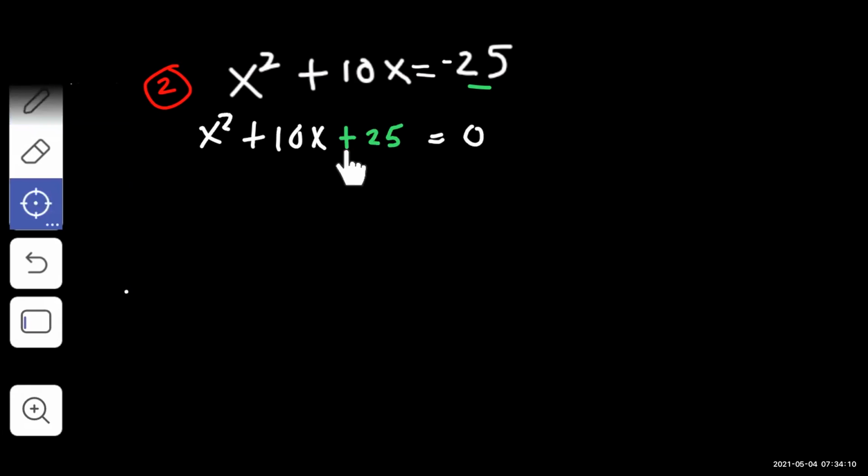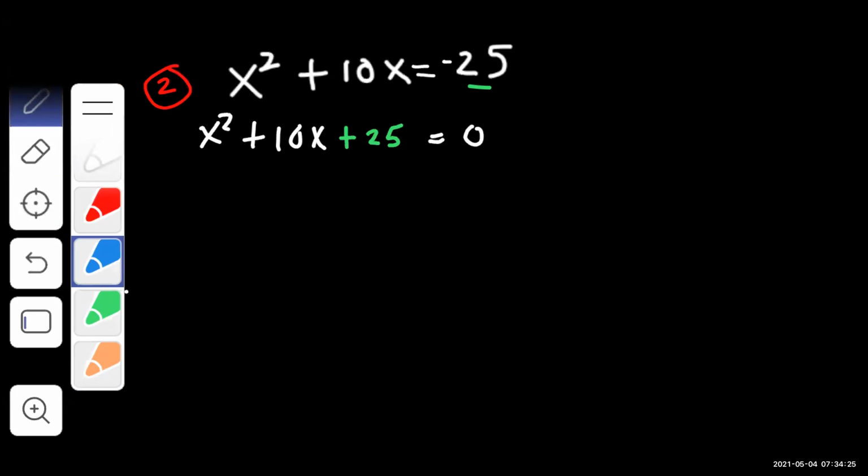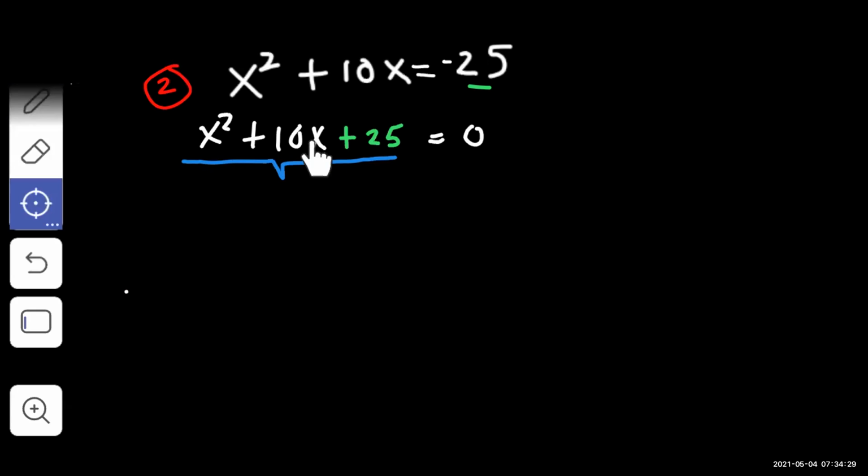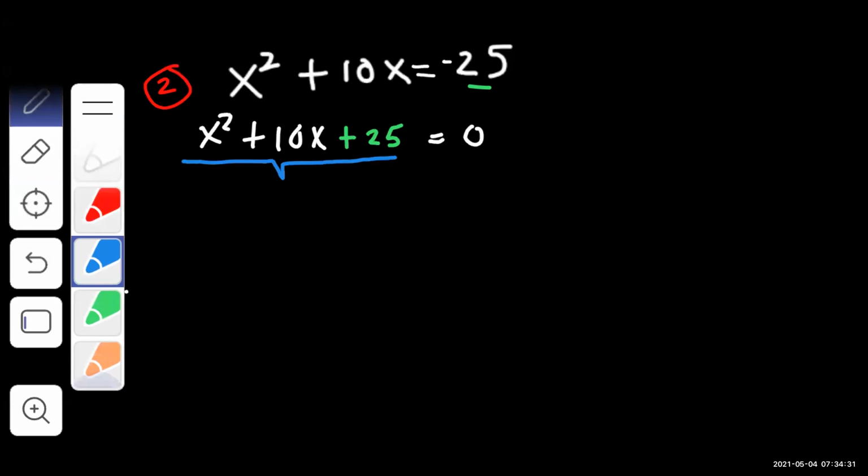Now notice that this is x squared, this is x, and this is 25. All of them are different, so I can't simplify it at all. Therefore, we need to come up with an idea to factor this. How can we factor this expression, x squared plus 10x plus 25?